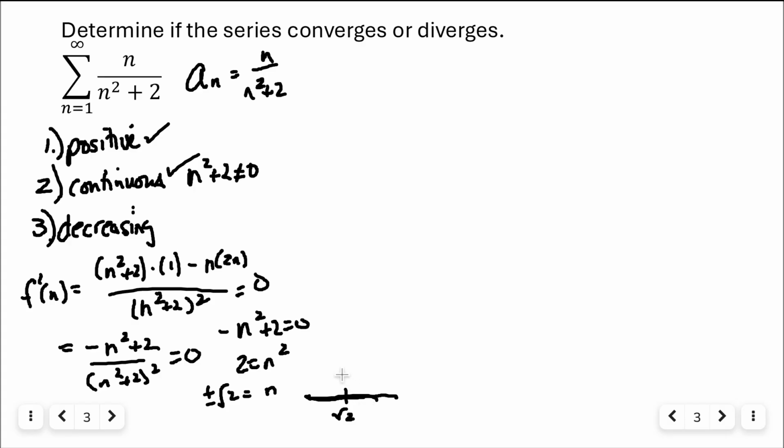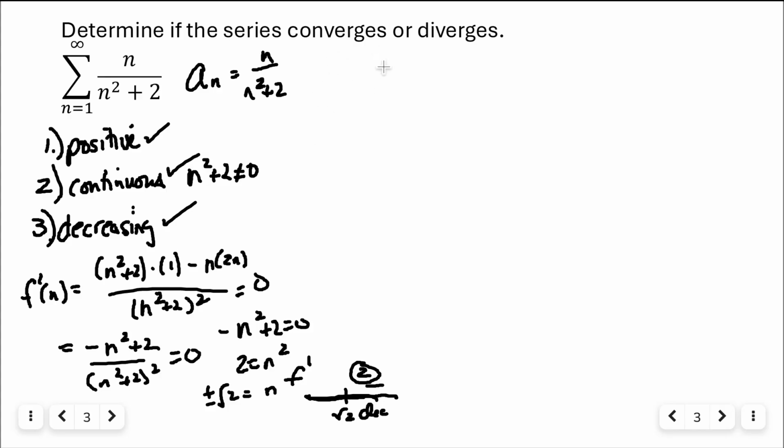So the question is, what happens to f prime after square root 2? If I pick a value for f prime to test, like 2, and plug in 2 to f prime, it gives me negative 4 plus 2, negative 2. The bottom's positive, so that's a negative answer. That means this function would be decreasing. So f is decreasing. We did that by the first derivative test. Okay, so now we can use the integral test.